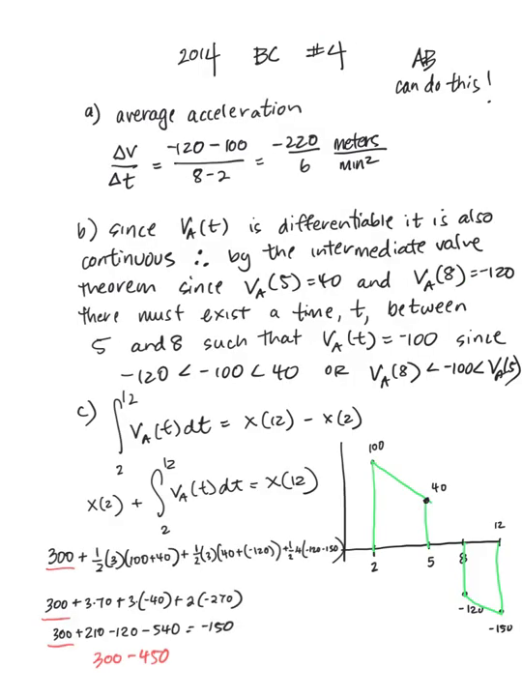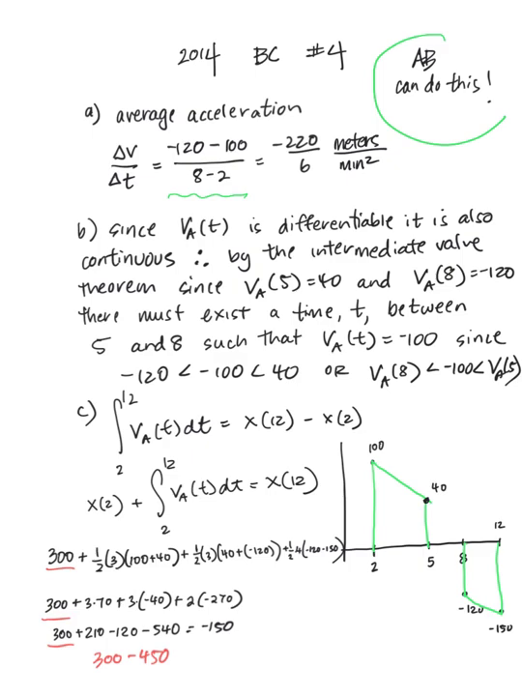All right, 2014 AP free response BC number 4. However, AB can do all of these parts. Okay, this is probably a shared question in 2014. Here we go. So finding the average acceleration is just delta v over delta t. And from 2 to 8, I just use these values from the table and get -220 over 6 meters per minute squared.